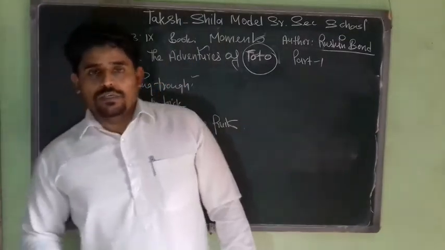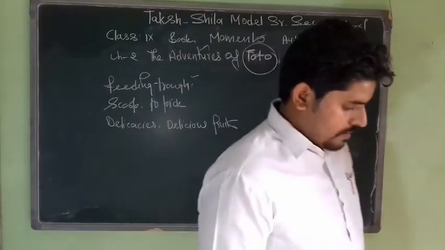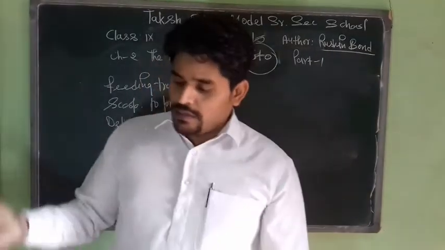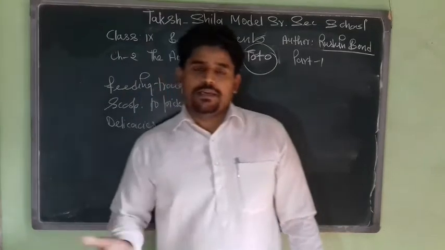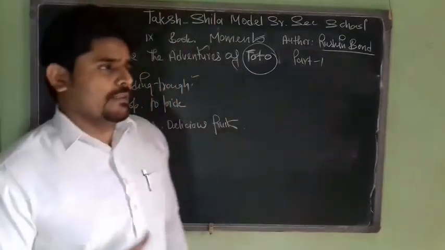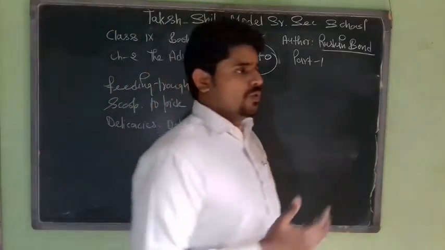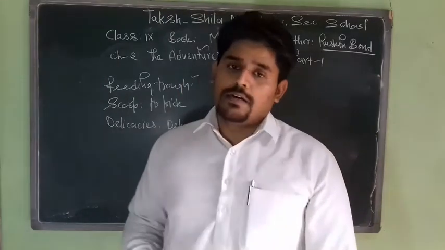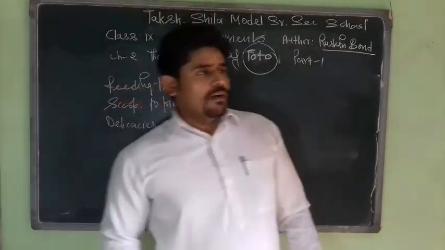So students, before this, Toto was actually transferred to a big cage which was placed in the servants' quarter, right? And there were some other animals also who used to live there sociably together, right? There were some other animals. But what happened?